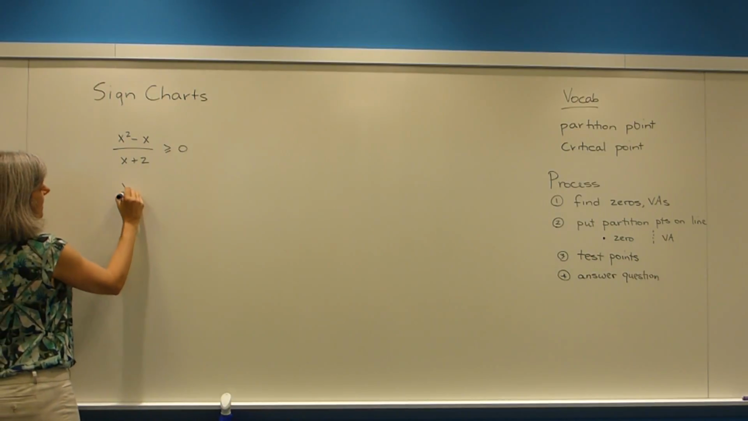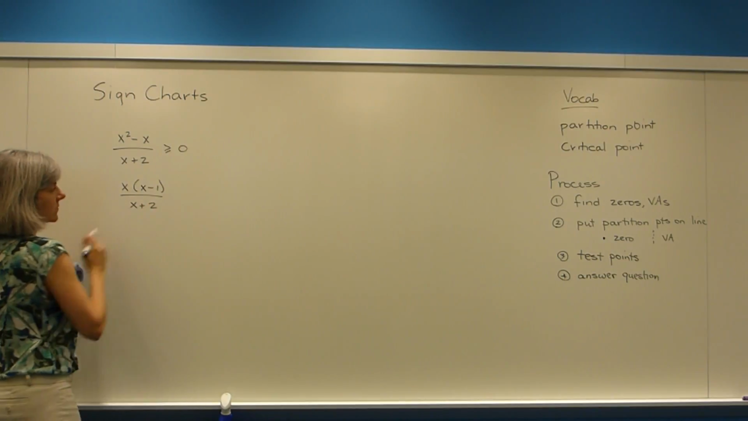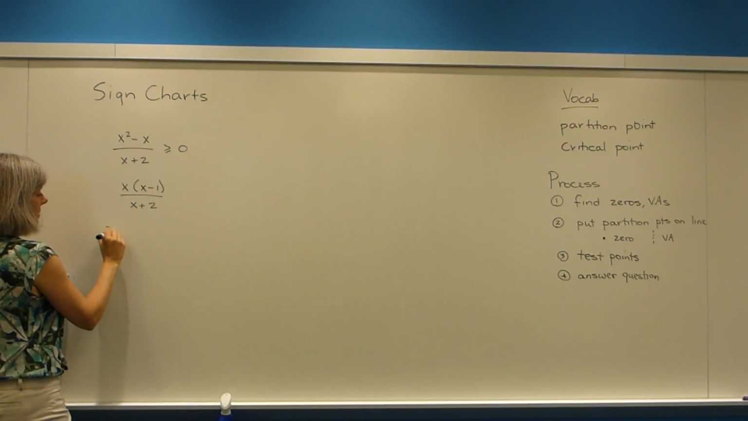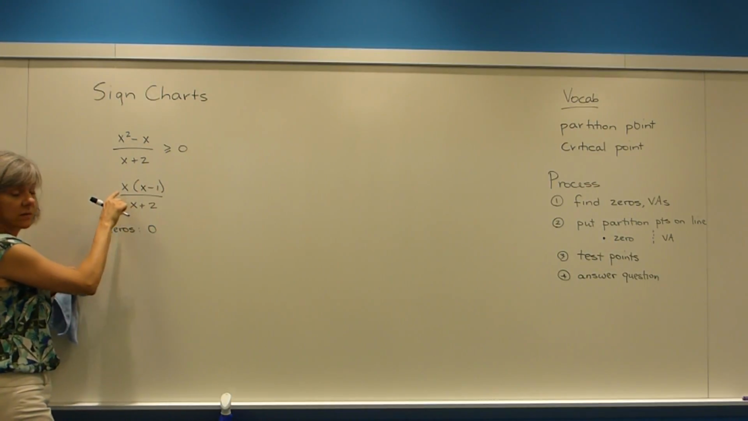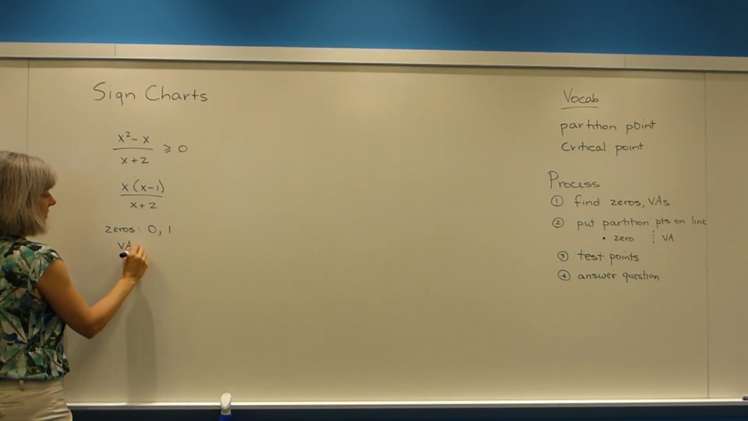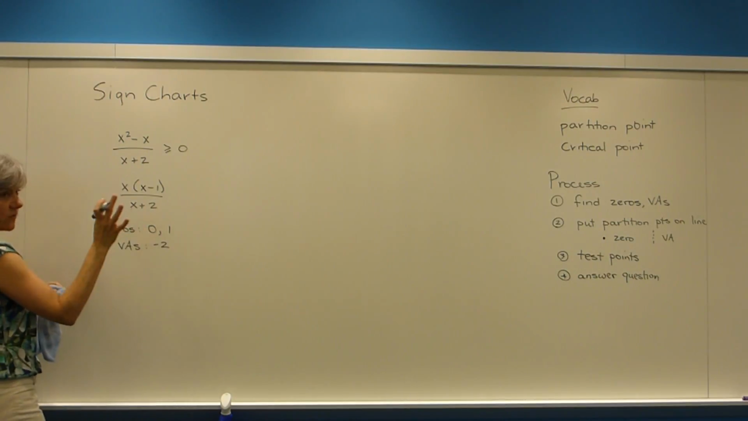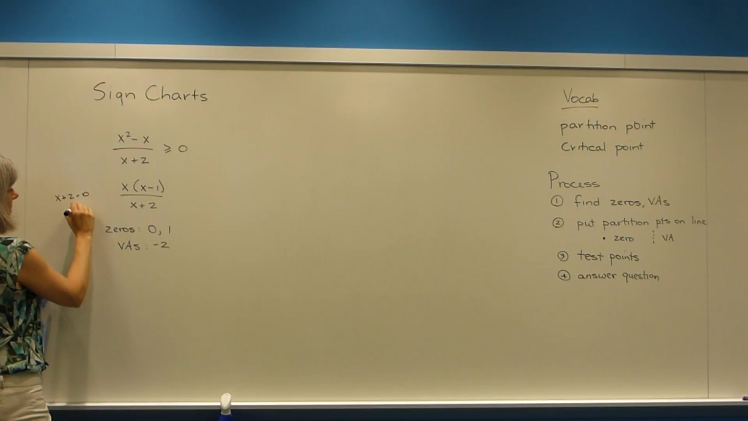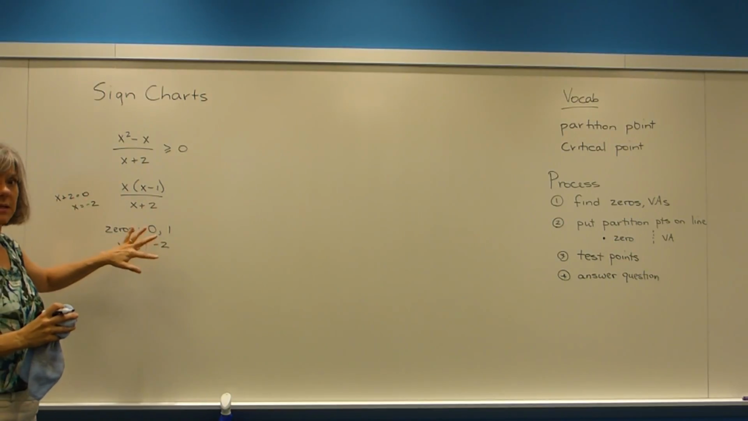So let's go ahead and factor that. So we've got x times x minus 1 over x plus 2. That's our factored form. So we know that we have zeros at x equals 0 and x equals 1, and we know we have a vertical asymptote at negative 2. So for those of you who are a little rusty, what I'm doing is I'm saying x plus 2 equals 0, subtract 2 from both sides. Again, that's something you should be able to go from here to here pretty quickly in this class.